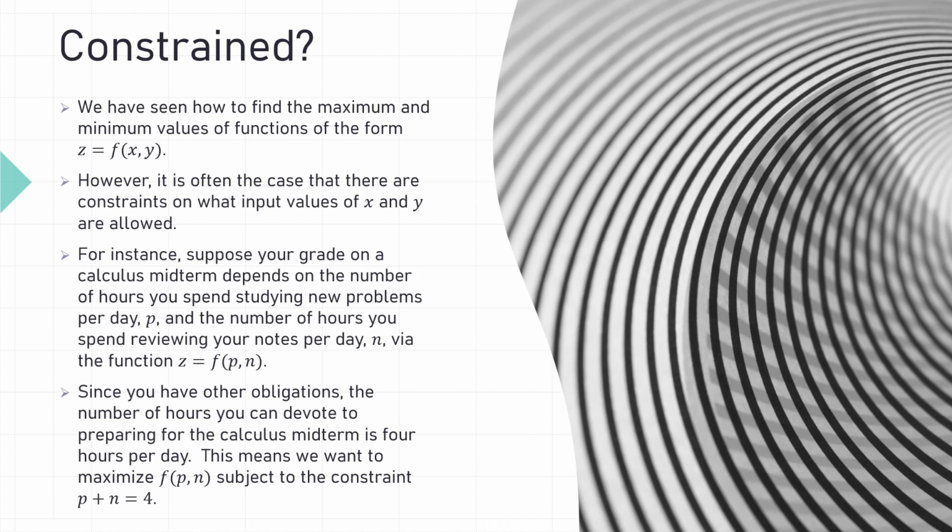So let's suppose we have 4 hours per day that we can spend studying for the calculus midterm. So what this comes down to then is we still want to maximize our grade, f of pn, but we can only take p and n so the total number of hours has to be equal to 4. So we're going to constrain our p and our n to satisfy p plus n is equal to 4. So this is what we mean by constrained optimization. We want to optimize the function, but we're going to constrain what values our variables can take.